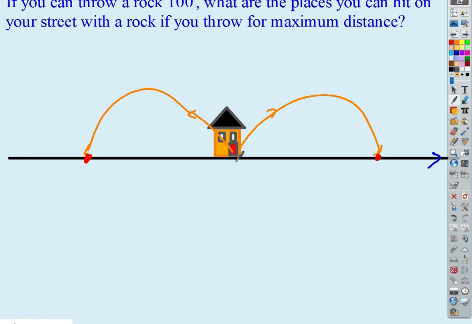Let's say that when we step out our door, our position is 0. We're starting from nowhere, starting from 0. Where is the rock going to land if I throw it in the positive direction up the street? 100. If I throw it in the negative direction? Okay. What's the distance from where the rock hits to where I throw it in both cases? How far would an ant have to walk to get where it hits?